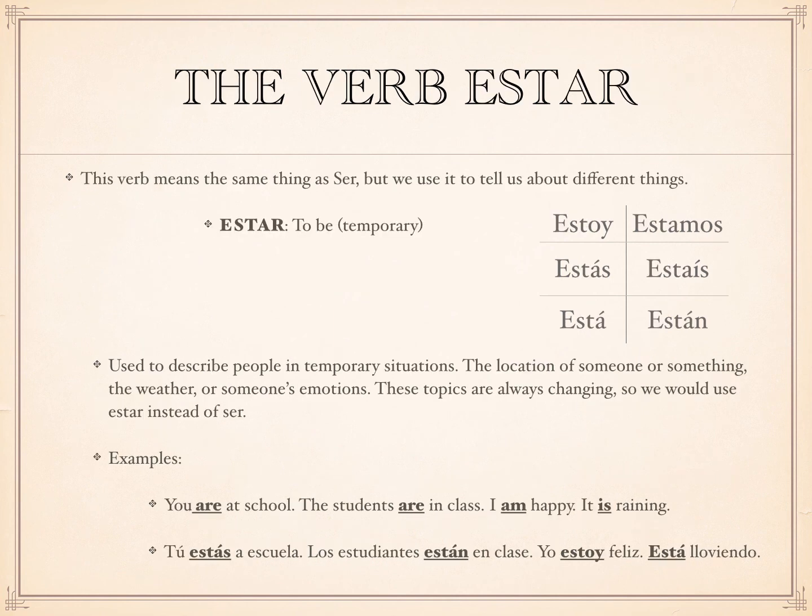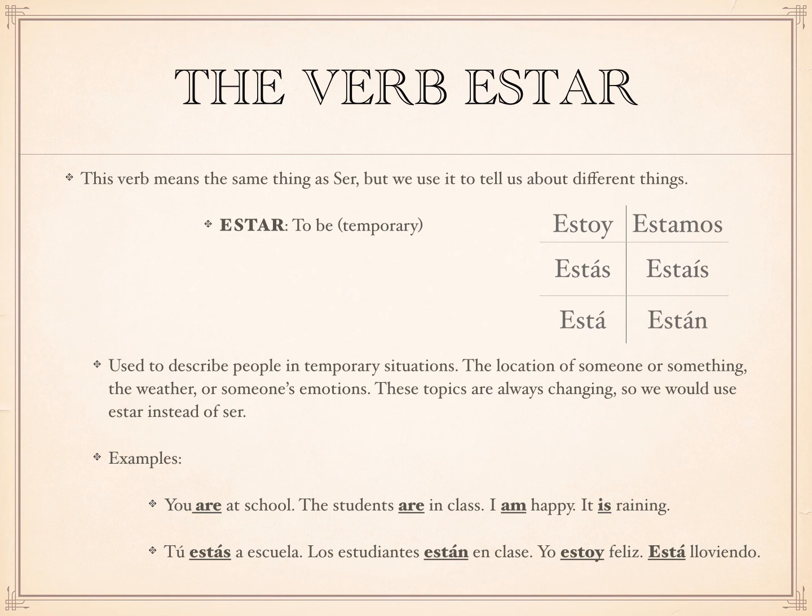Now let's talk about the verb estar. This verb means the same thing as ser, to be, but we use it to tell us about different things. So we consider this verb temporary. It pronounces and conjugates to estoy, estás, está, estamos, estáis, and están.